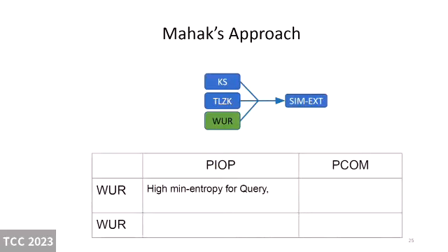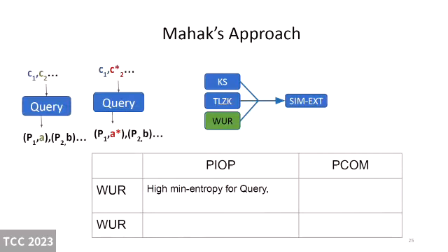To show this, the properties that we identify here, the first one is we need that the PIOP has high min entropy for the query algorithm. Recall that towards the end of the PIOP, there's a query algorithm that takes as input the challenges and outputs what should be evaluated. We define this as: if you change one of the challenges, it changes what should be evaluated.